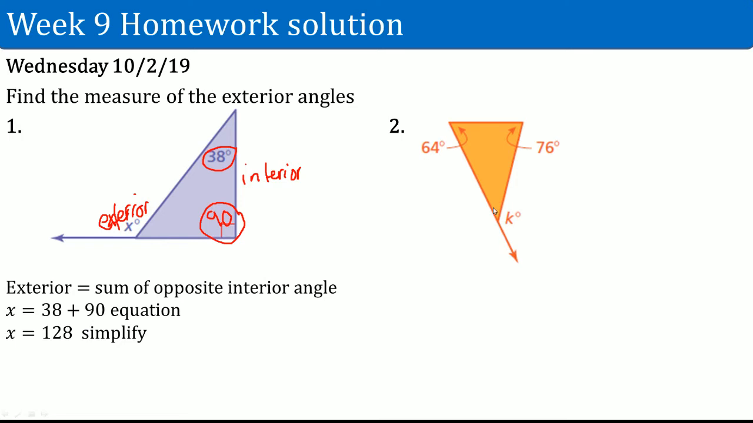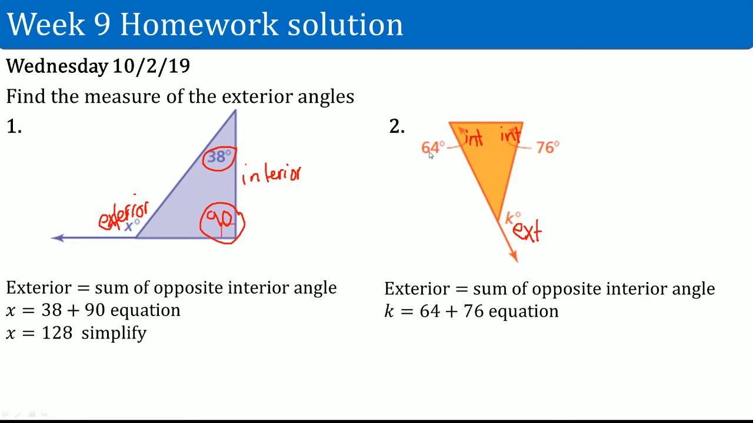Let's just do number 2. Just label it so you can see it. K is considered your exterior. Let me just write EXT for you. These are both your insides, so this is your first interior and this is your other interior, and these are on the opposite side. So the equation says the exterior is equal to the sum of the two opposite interiors. The exterior is K, the sum is add, and it's 64 plus 72. 64 plus 72 is 140. So K is equal to 140. There you go.